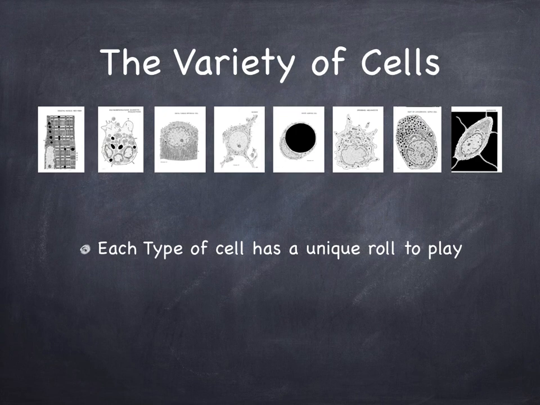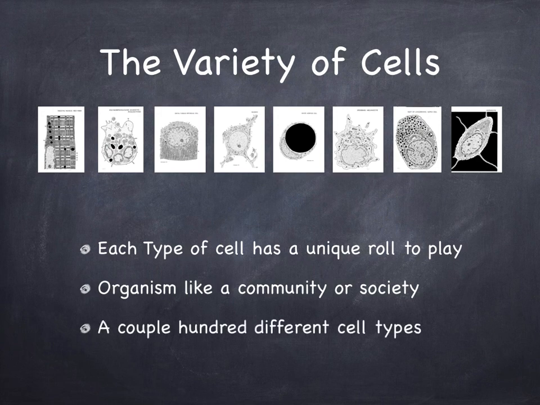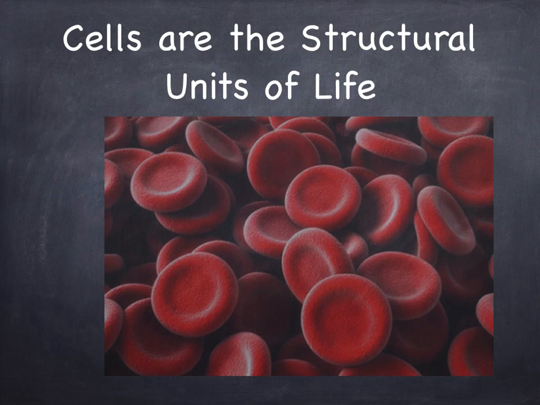And we need to see the human body in its cellular totality as a community or a society. There are a couple of hundred different cell types. This is just 8 of those. But all of these hundreds of different kinds of cells work cooperatively together. We often say in this class, and I will say it again and again, I'm alive because my cells are alive. Everything I do is a cellular process. I am a community of cells. And these cells are then the structural units of life.